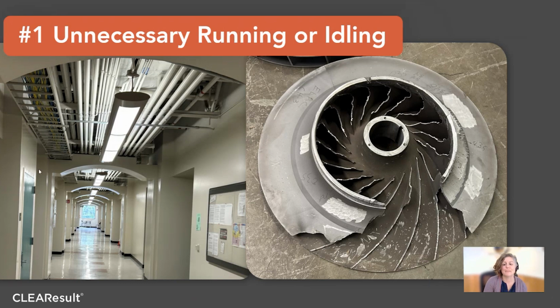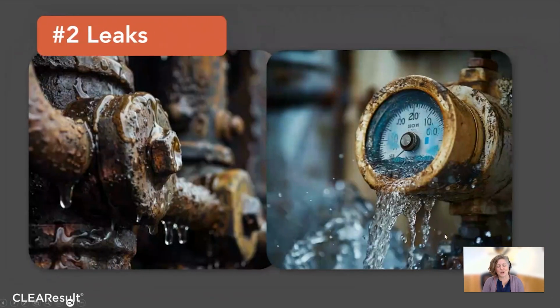Number 2, leaks. So these pictures here are very obvious pictures of leaks. We've got lots of water. If you're walking through your site and you see water pouring out like this, good evidence that you've got a leak. But water leaks are only one type of leak that shows that you're wasting not just water but energy.